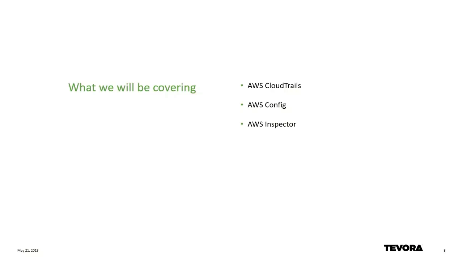And the last tool we're going to be taking a look at is Inspector. This is a security assessment tool that helps you improve the security and compliance of applications deployed in AWS. It can do things like perform vulnerability scans, check your systems and networking against hardening standards, as well as various other functions. So with that, let's take a look.